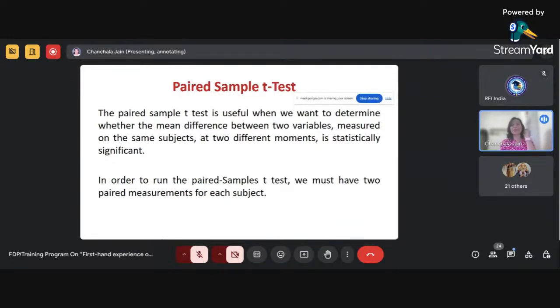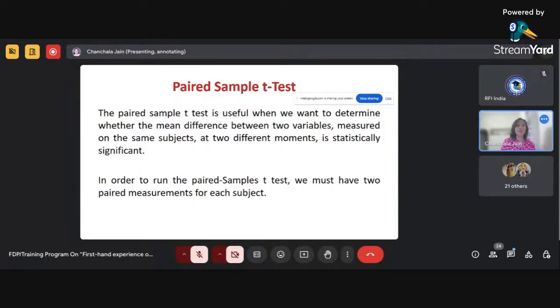So always we will have one dependent variable, and for the same variable, from the same people, you are collecting the data twice after a particular time period, or during a particular time period. This is the condition of the paired sample statistics, right? Is it fine?